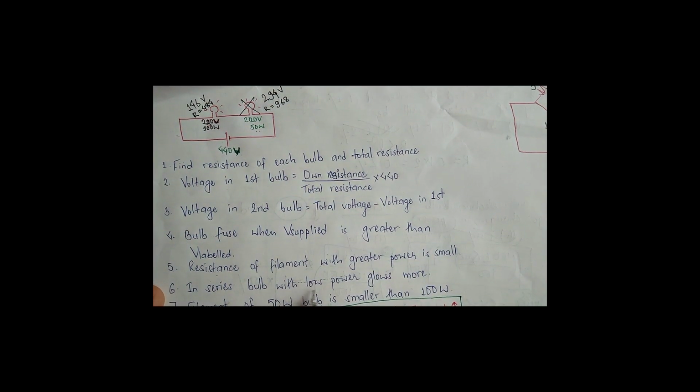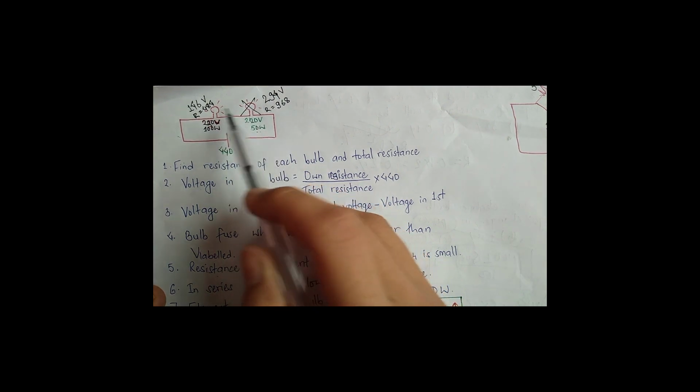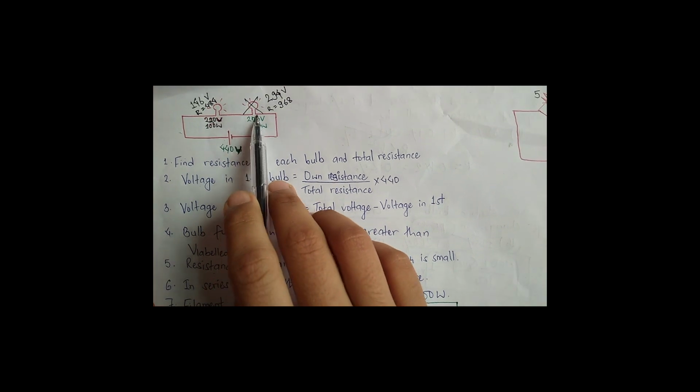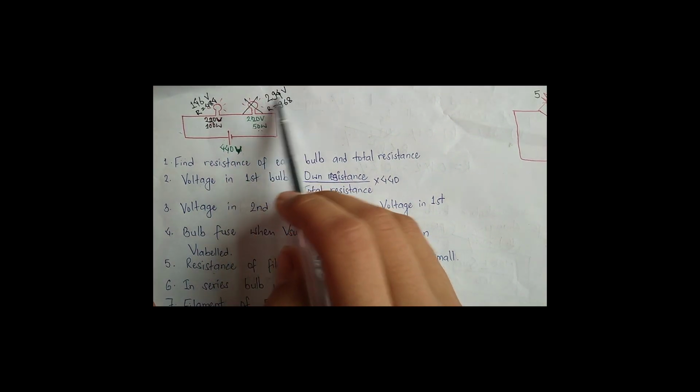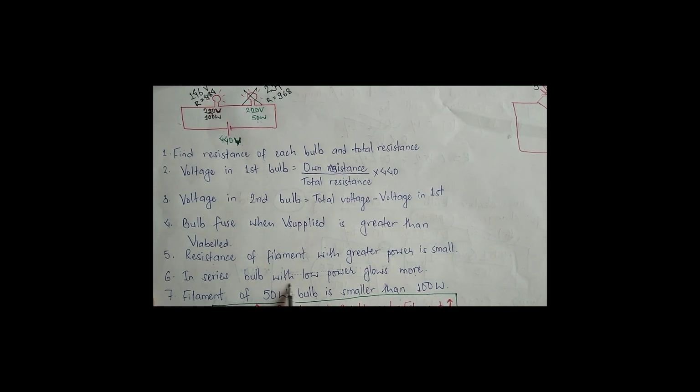In series, bulb with lower power glows more. If it was to glow, then this will glow brighter than this. But here in this condition, it was fused because supplied is greater than labeled. In series, bulb with low power glows more.